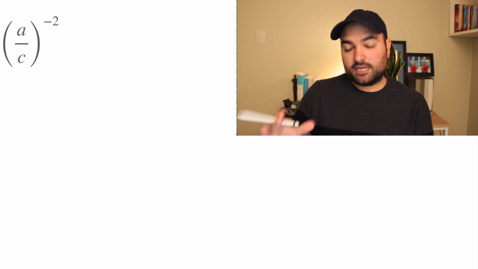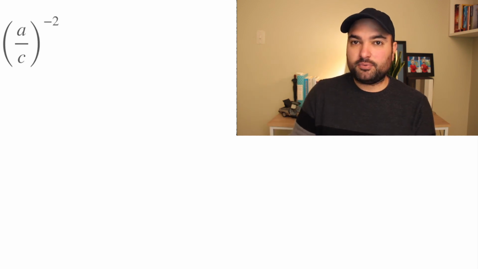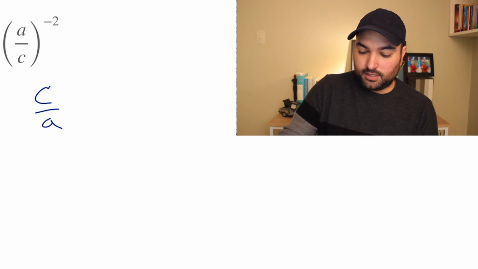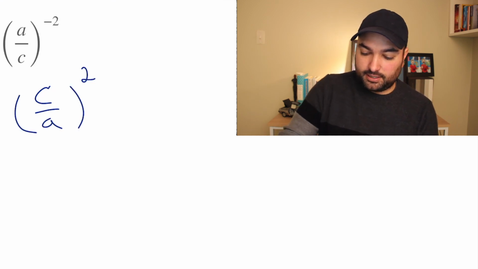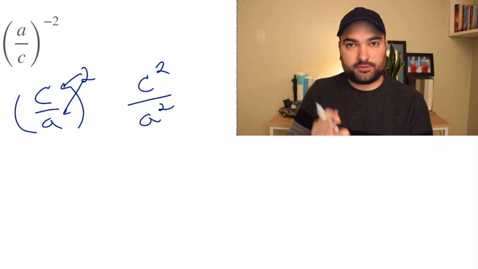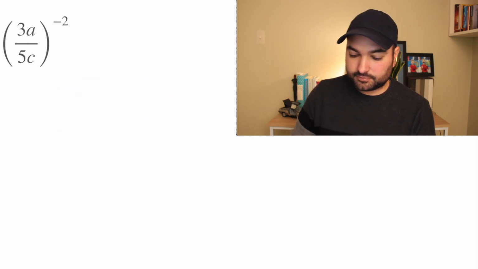And then we had negative exponents of fractions. It was quite simple. All we had to do was flip over the fraction and then change the exponent to a positive. And then we'll apply the square to both of these terms, and so this becomes c squared over a squared. And so that's all you had to do. That was the quick way of doing it.